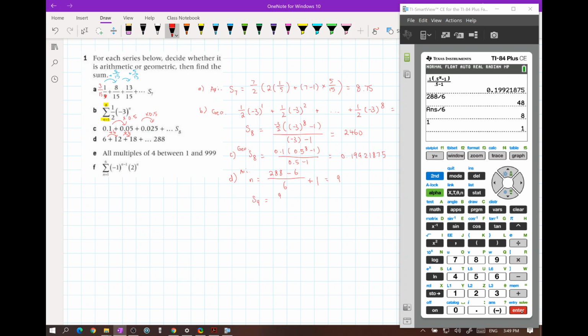S9 equals n over 2 times. Now because we have the last term, why not just use first and last term? So then this is 4.5 times 294. 1323.